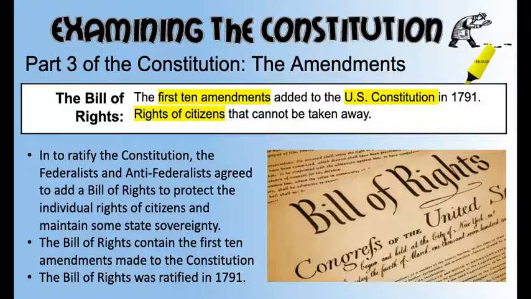So in order to ratify the Constitution, the Federalists and the Anti-Federalists, those were the two groups that were debating on whether to sign the Constitution, agreed to add a Bill of Rights, to protect the individual rights of citizens and to be able to maintain some state sovereignty or independence. So the Bill of Rights contains the first 10 amendments made to the Constitution, and it was approved or ratified in 1791.